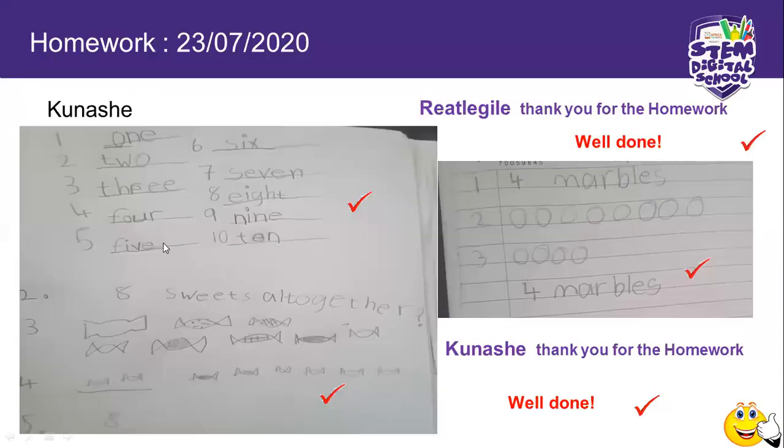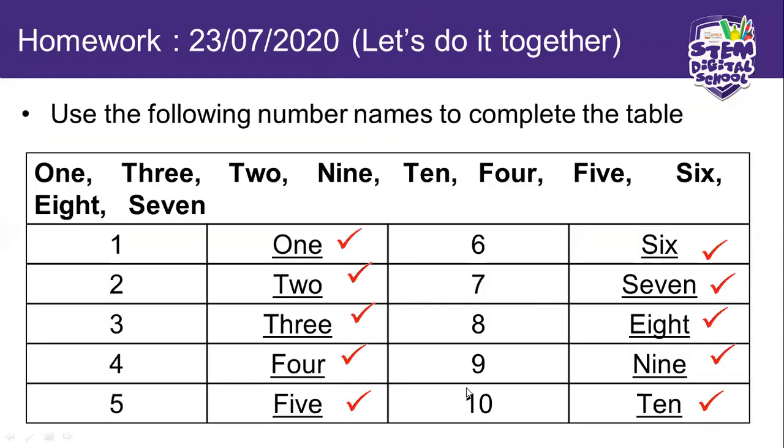So this is the homework that was submitted to Kunashe, and thanks to Riatlechile. Okay, so I was not able to capture Riatlechile's homework, but I acknowledge that I have received your homework. So I've marked it, but we will go through it together on the slide.